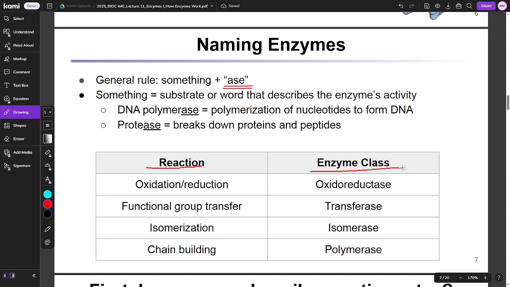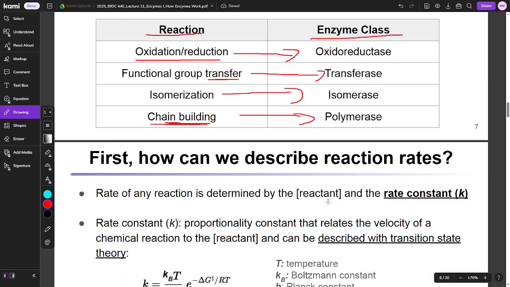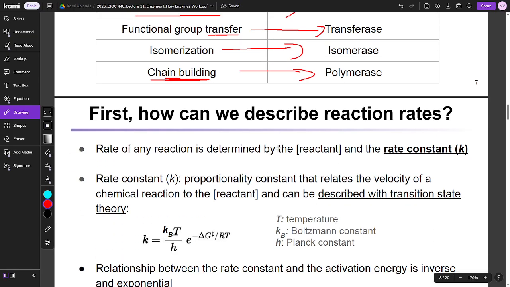Hopefully it's kind of intuitive, right? If there's an oxidation or reduction reaction, oxidoreductase. If there's a transferase. If there's an isomerization, so same formula but different connectivity, isomerase. If there is a chain building, well, this is a bit different, but you can think of building a polymer, right? A polymer is multiple things connected together, or multiple of the same thing connected together. So, polymerase, right?